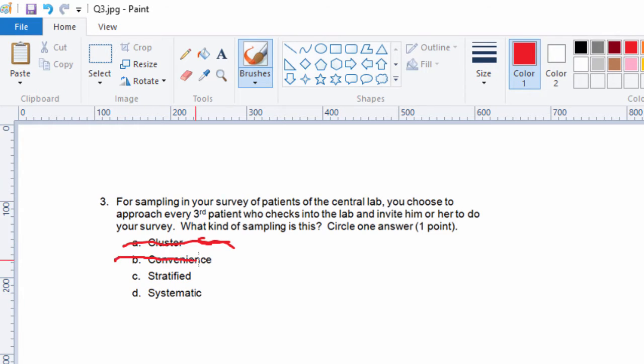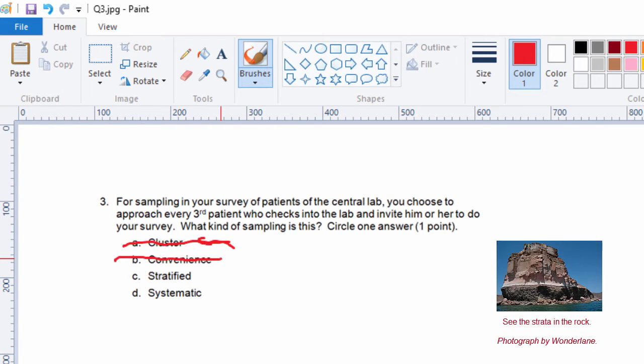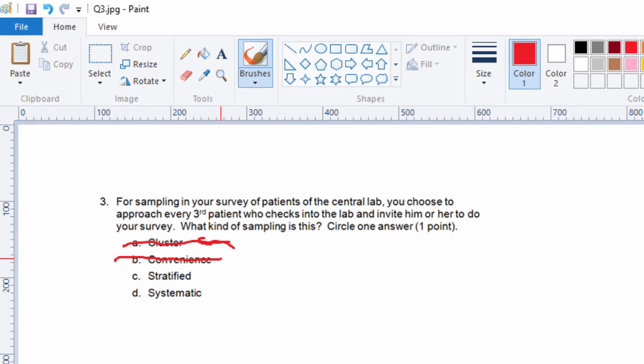If you just ask everybody, it would be convenient. Stratified is where, like the word stratum, you put people in groups first, and then you separate them, and then you sample from the groups. Well, we don't see anybody going into the groups. So it's systematic, right? Because every third patient, you know, that's where you start at a certain place, and then you go every so many. So the answer to three is D.